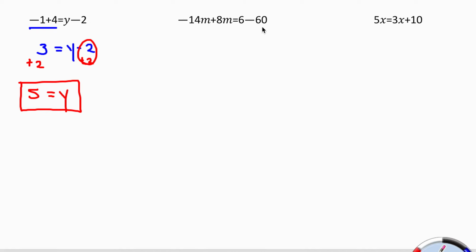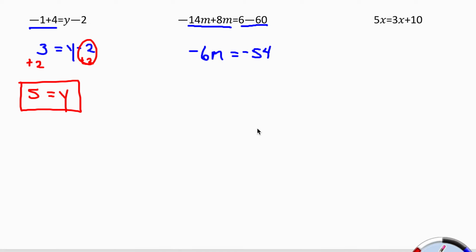Okay, I don't have fractions. I don't have parentheses. Do any math you can do on each side. Okay, so signs are different means minus. 14 minus 8 is 6 m's. Keep the sign in front of the biggest one. Signs are different. It means minus. 60 minus 6 is 54. Keep the sign in front of the biggest one.